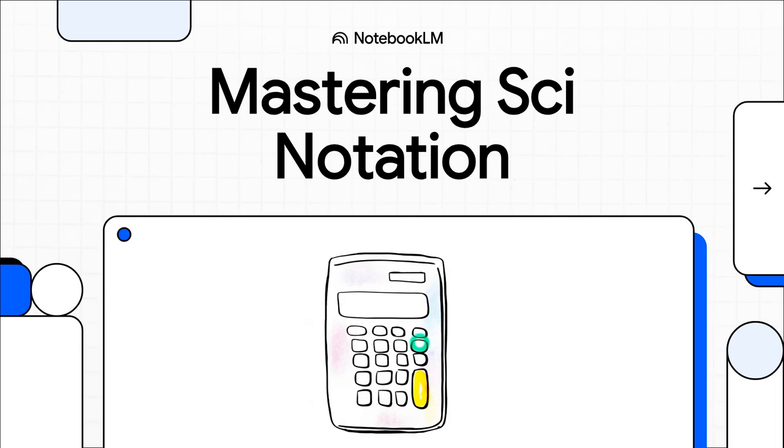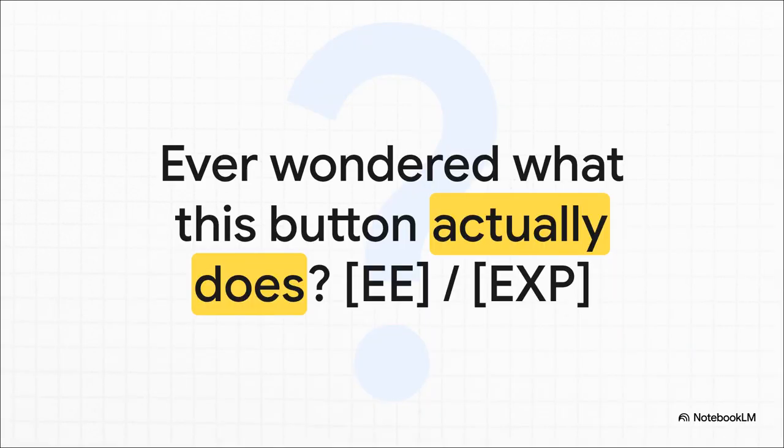All right, let's talk about your scientific calculator. We're going to tackle one of those features that might look a little intimidating at first, but is actually one of its most powerful tools. Today, we're mastering scientific notation. You know the one I'm talking about, right? It's been lurking there on your calculator. Maybe you've even hit it by accident. That little button labeled EE or EXP. It's one of the biggest points of confusion, but trust me, by the end of this, it's going to be your absolute best friend for dealing with really, really big or tiny numbers.